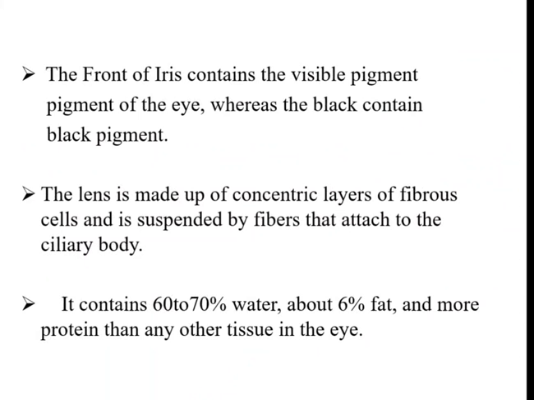The lens is made up of concentric layers of fibrous cells and is suspended by fibers that attach to the ciliary body. It contains about 60 to 70% water and about 6% fat, and more protein than any other tissue in the eye.